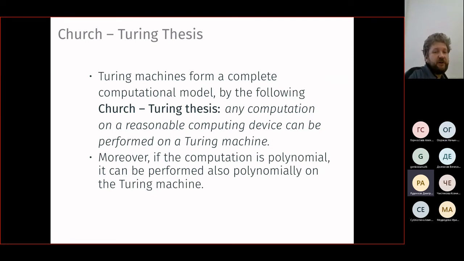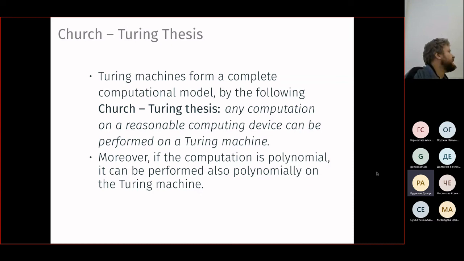Moreover, the computation is polynomial. It can also be performed in polynomial time on the Turing machine. The degree of the polynomial can grow, but nevertheless, it can theoretically be performed, right? This is what the Church-Turing thesis is. This is the polynomial Church-Turing thesis.